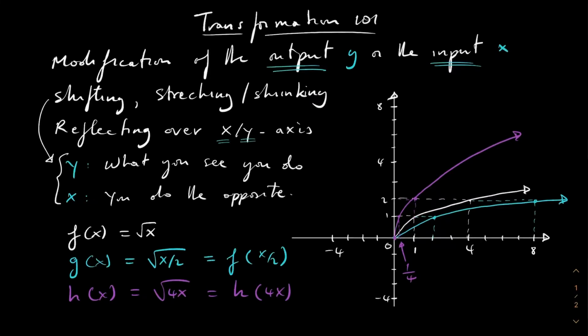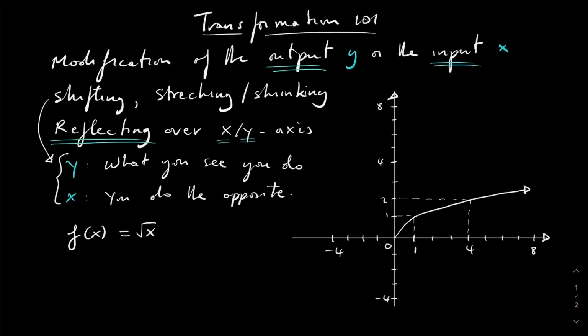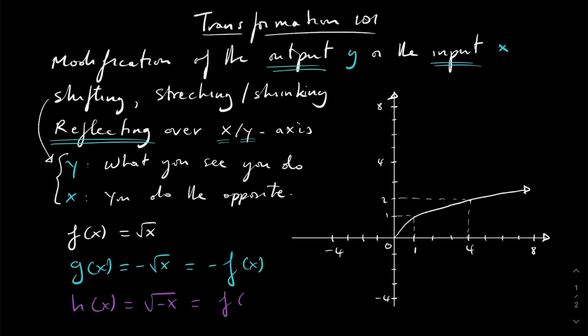So the last thing we need to talk about is what happened when we negate the output or negate the input. And so for this particular one, I'm going to have the graph g of x equals negative the square root of x, which basically means negative f of x. So we are negating the output here. And then I'm going to have the graph h of x equals the square root of negative x, which basically means f of negative x. So we are negating the input here.